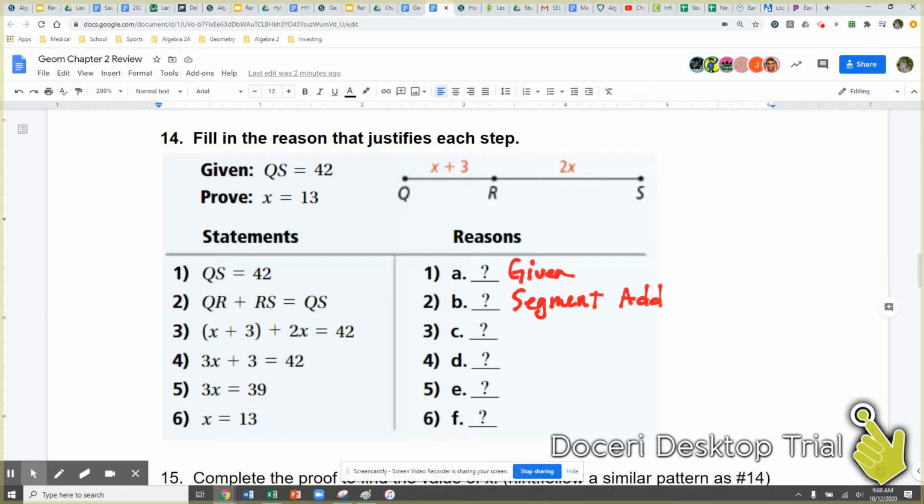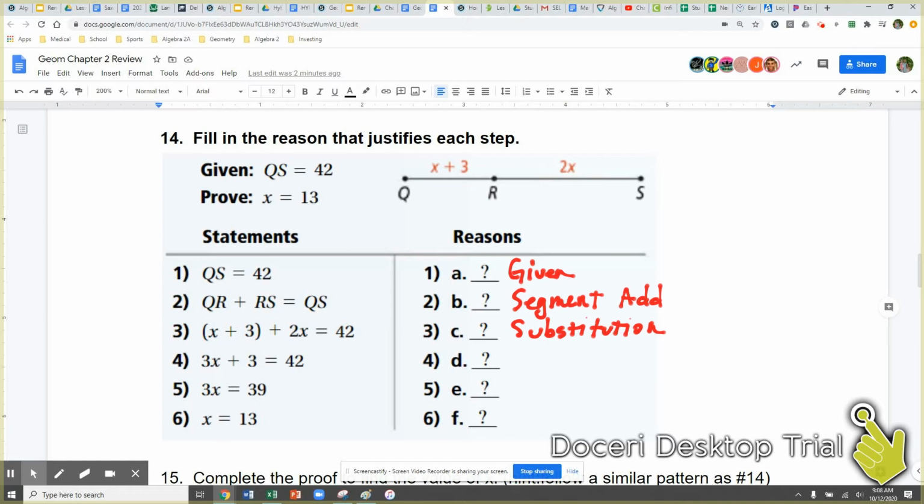Now we take a look at number 3. From number 2 to number 3, our QR changes to this, our RS changes to this, and our QS changes to 42. So we start replacing things. What property are we using when we replace things? Substitution. So now we're into that substitution stage. We know that those are equal parts, so we can substitute out the names of our segments for their actual unknowns or their actual values.